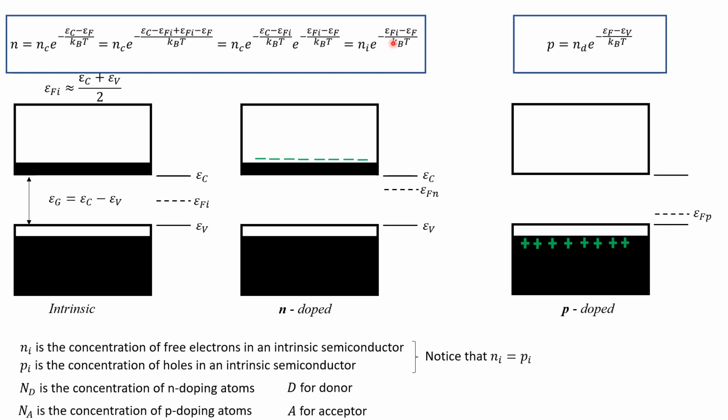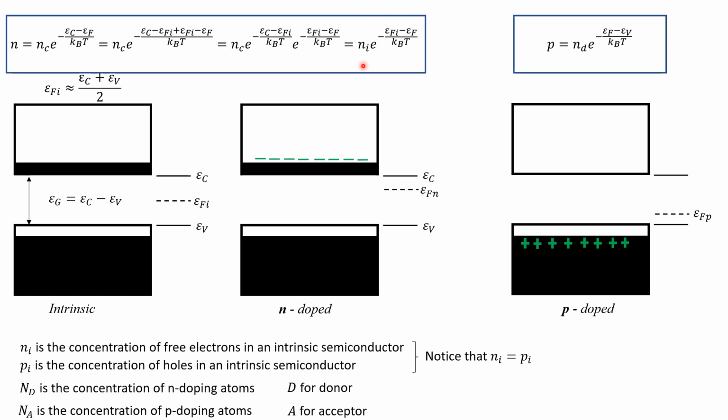So we have the exponential then of a positive number, because we also have this negative number here. So we have negative and negative, positive. And the exponential of a positive number is a number larger than 1. So that means that n will be larger than ni, because n will be ni times a number larger than 1. And that's what I expect for an n-doped semiconductor. The concentration of free electrons increases with respect to the intrinsic semiconductor.